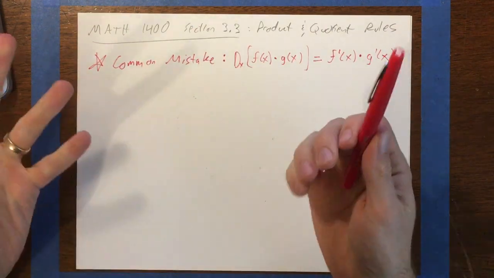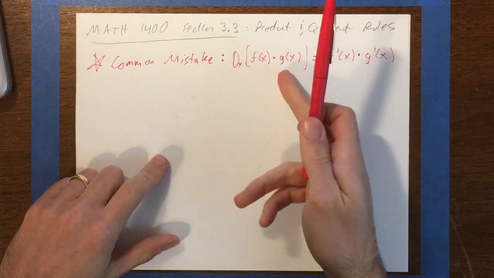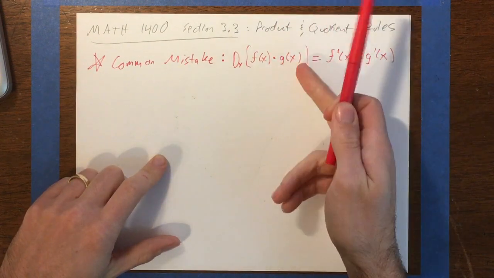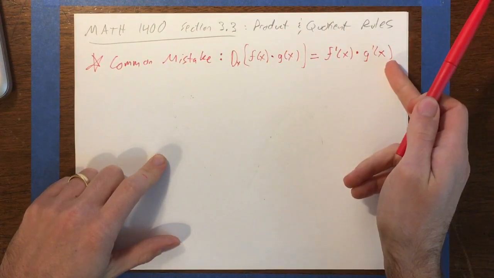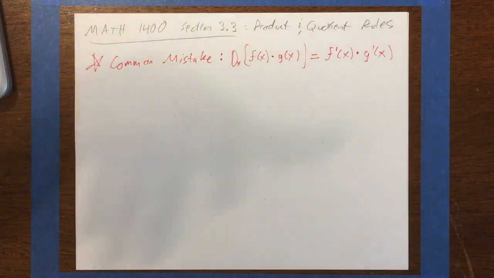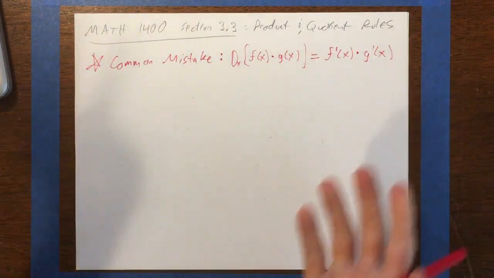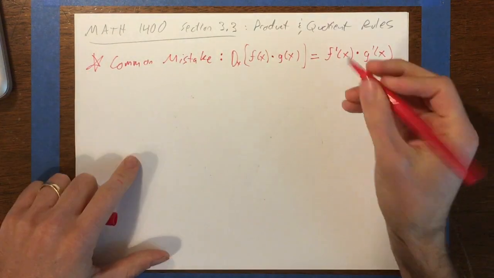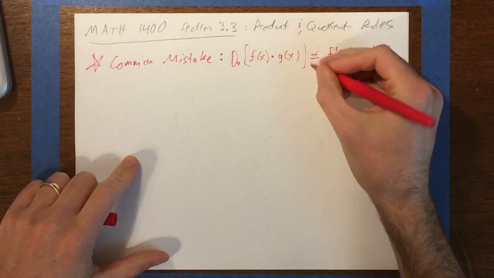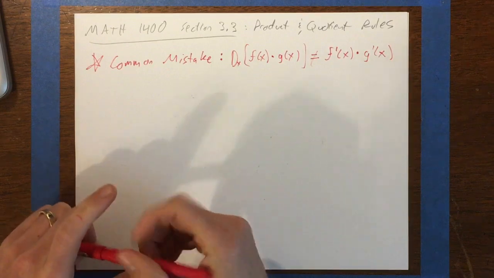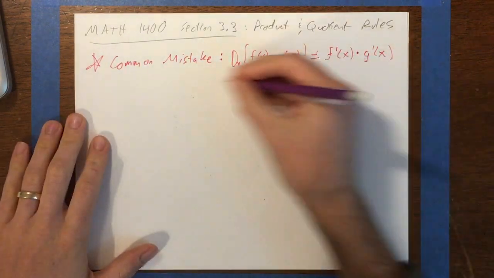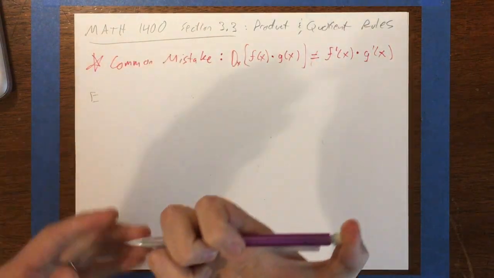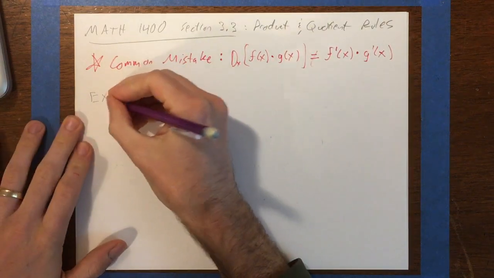This is how it works with limits, right? If the limit of a product, as long as the limits of the individual functions exist, you can take their limits and multiply them together. And derivatives are based on limits, so why wouldn't it work for derivatives as well? But it doesn't. It turns out this is not equal. So let's look at an example first to demonstrate why, or not why, but that they are not equal.